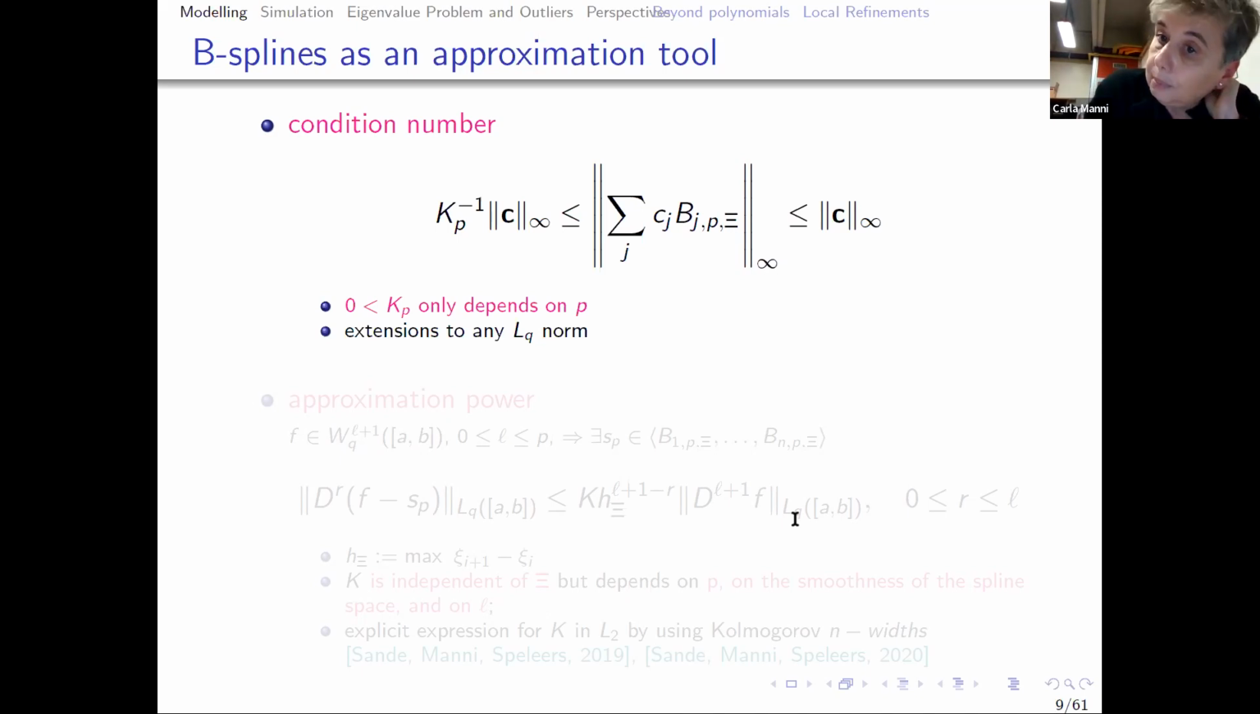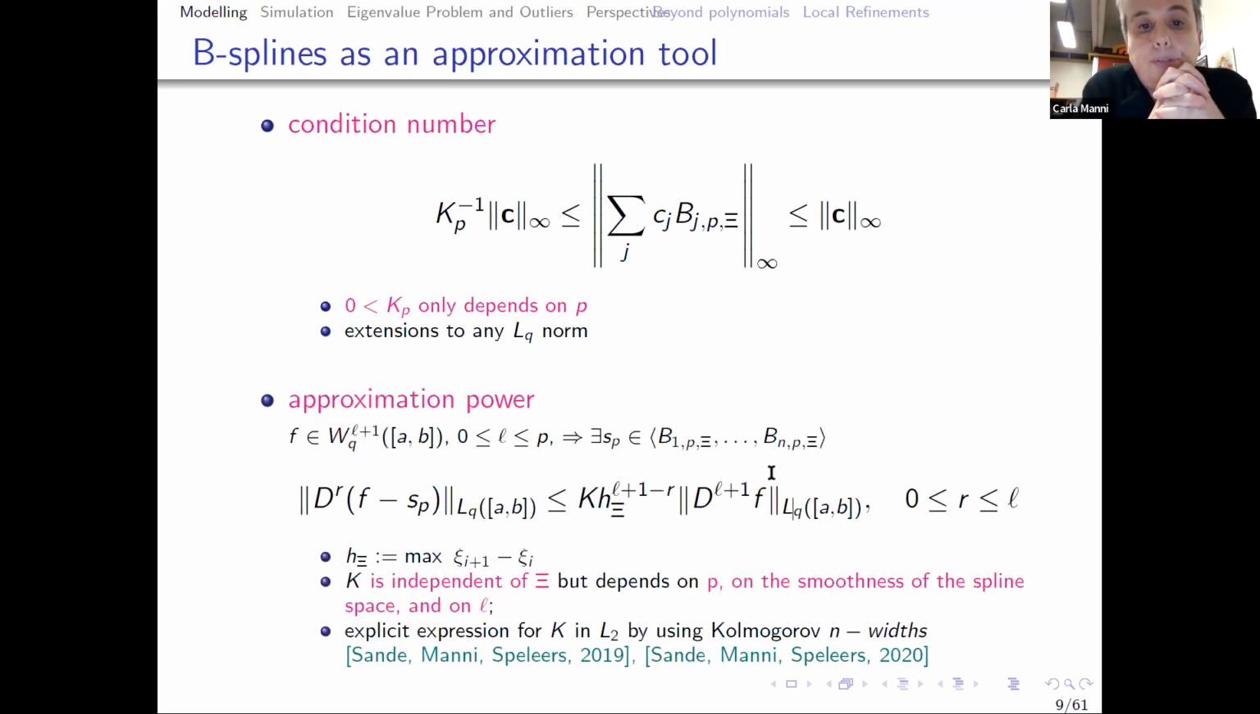Actually, some more analytic properties are very important if you want to go for approximation of solutions of PDEs. First of all, you have this stability relation that you can see for the B-spline basis: you can bound the norm of a function in terms of the norm of the coefficients and vice versa. And the important fact is that the constant K_p depends only on the degree p and is independent of the sequence of nodes. Here I just wrote the infinity norm for simplicity of notation, but similar inequalities can be obtained in an L^q norm.